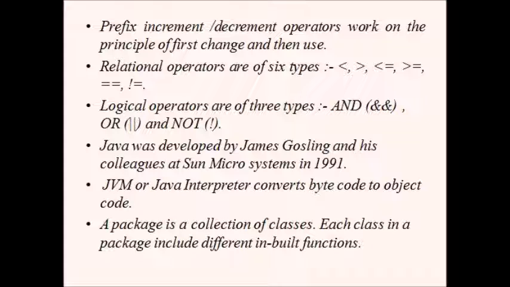The relational operators are of 6 types: less than, greater than, less than or equal to, greater than or equal to, equal to, not equal to. Java was developed by James Gosling and his colleagues at Sun Microsystems in 1991. JVM or Java interpreter converts the bytecode to object code. A package is a collection of classes, as each class in a package includes different inbuilt functions.